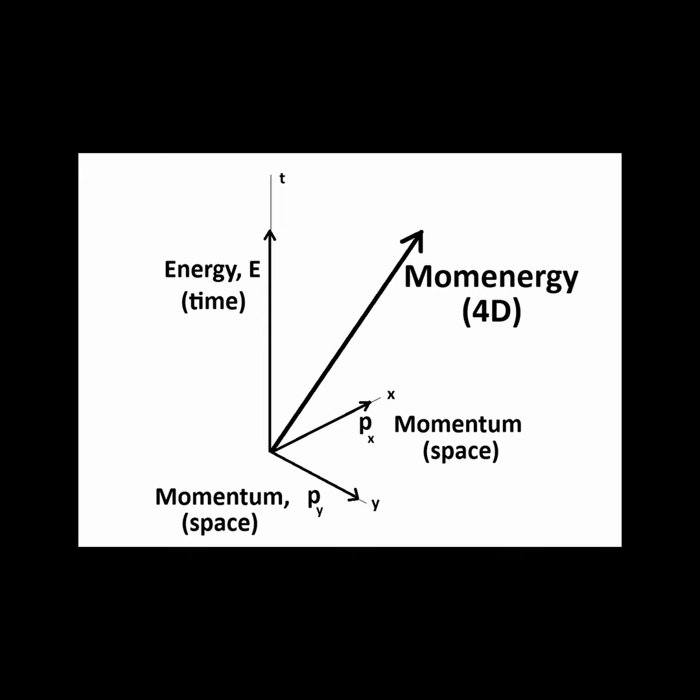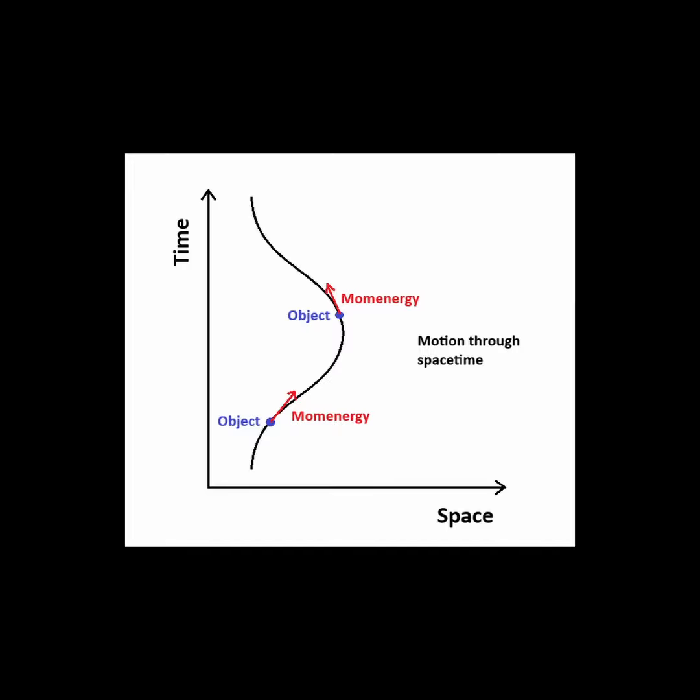Momenergy has a magnitude, its length, which is the mass of the object. Additionally, momenergy has a direction, which is its orientation in spacetime. The direction is always pointed along the world line of the object, which is its path through four-dimensional spacetime.